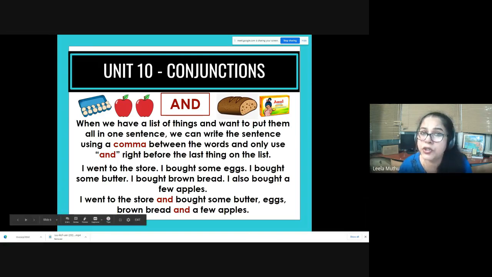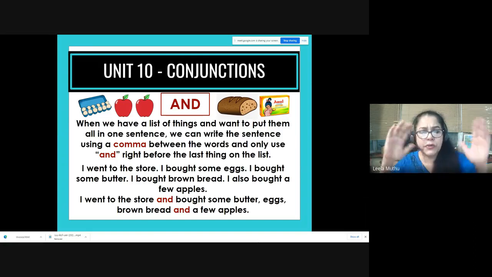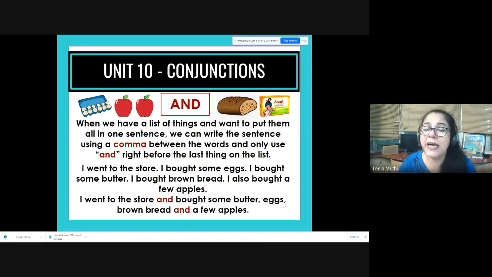I went to the store. I bought some eggs, I bought some butter, I bought brown bread, I also bought a few apples. So much of repetition all over the place. We want to do away with the repetition. So here we list all the items that I bought, separate them with commas, and add and to the last item that I bought without a comma before it. Okay, so this is how we do it.